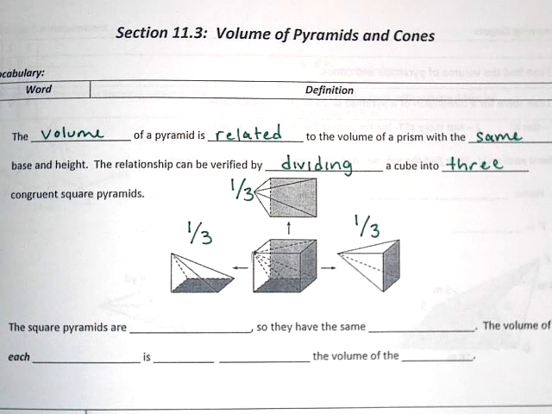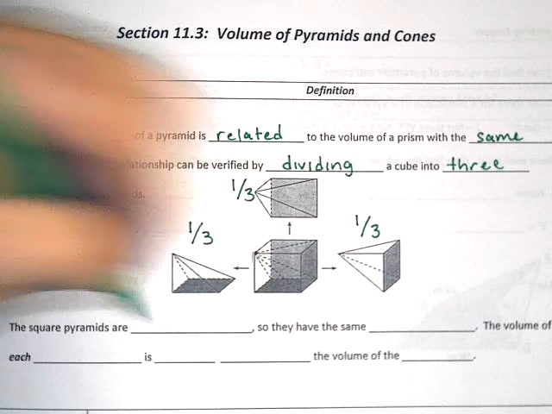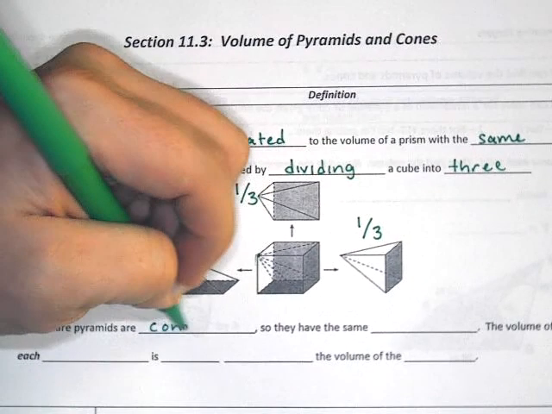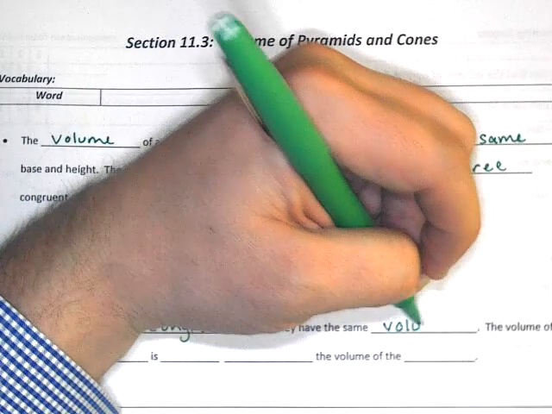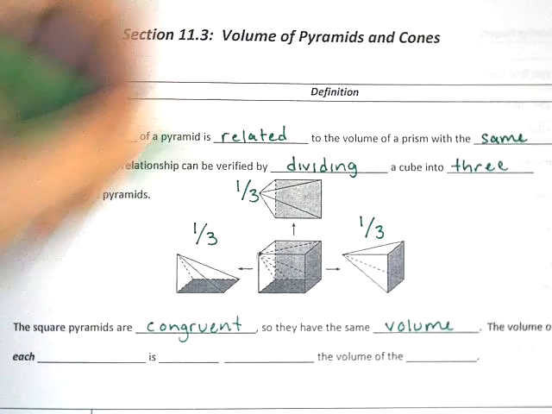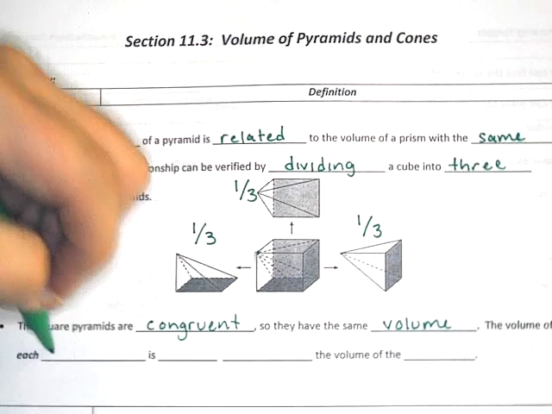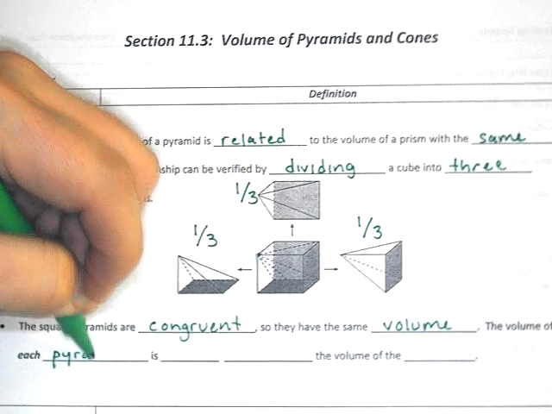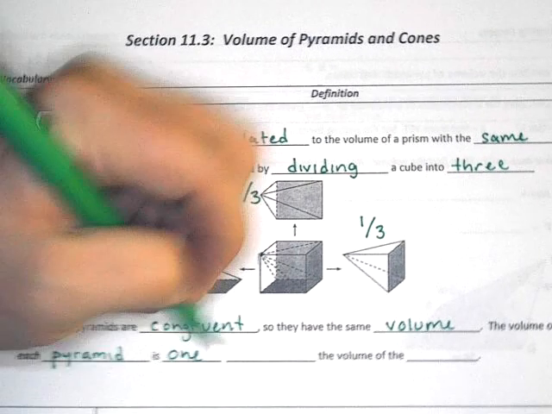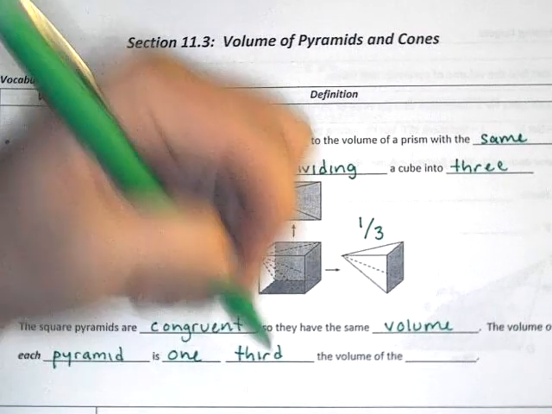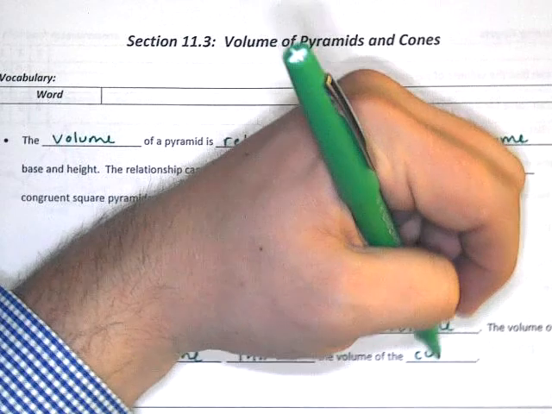So for right now, let's move forward and say that the square pyramids have to be congruent, which means they have the same volume. Each pyramid, that is. The volume of each pyramid, as we mentioned above with our 1/3, is 1/3 the volume of the cube.